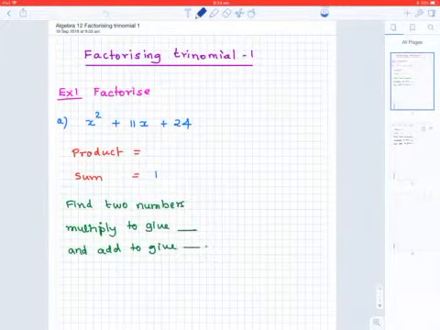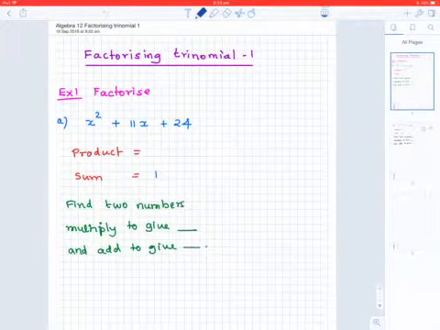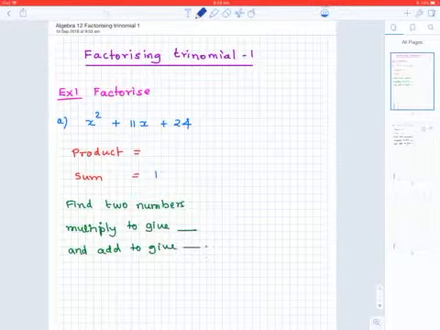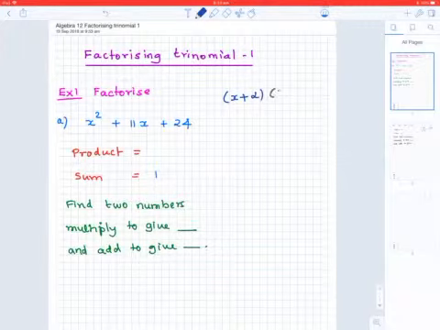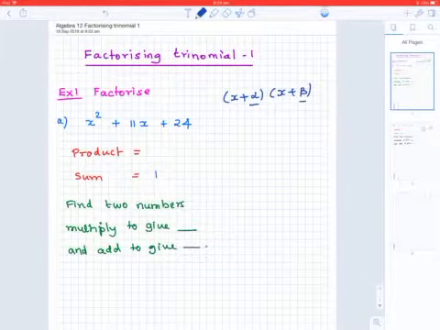Hello and welcome. Today we are going to see how to factorize a trinomial. A trinomial is a quadratic expression with three terms. We are going to see how to factorize x squared plus 11x plus 24.